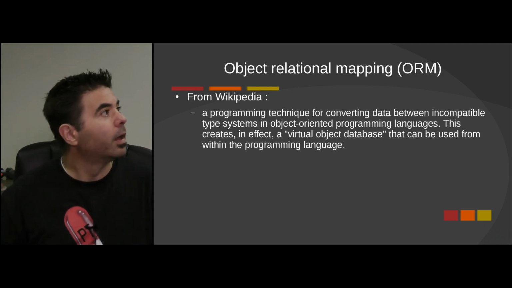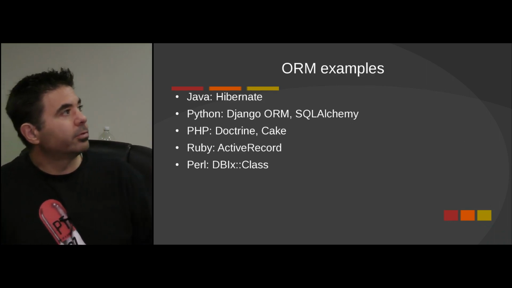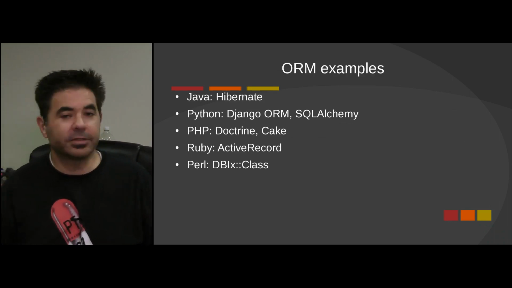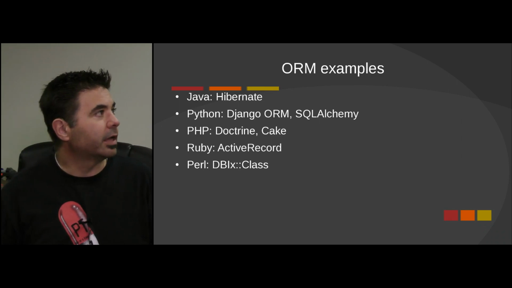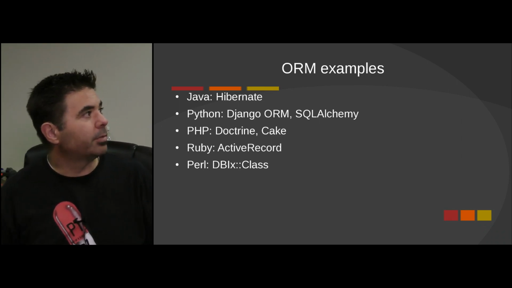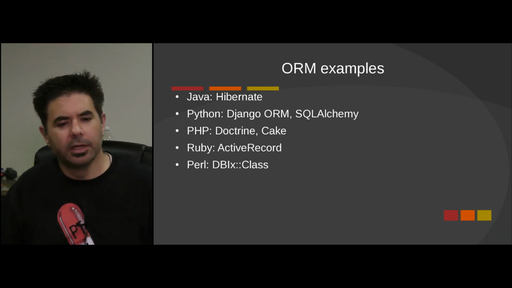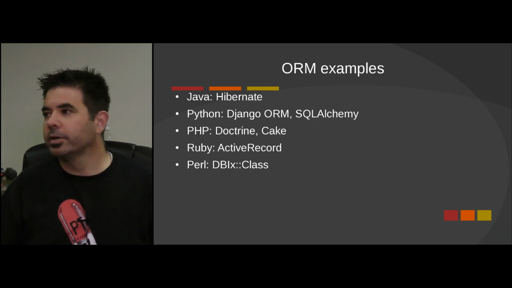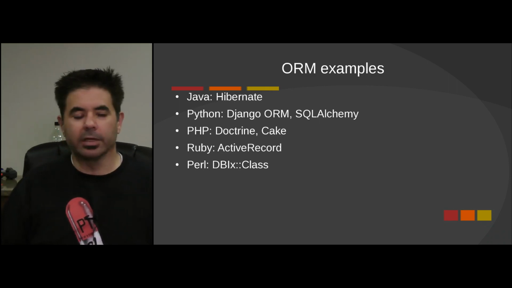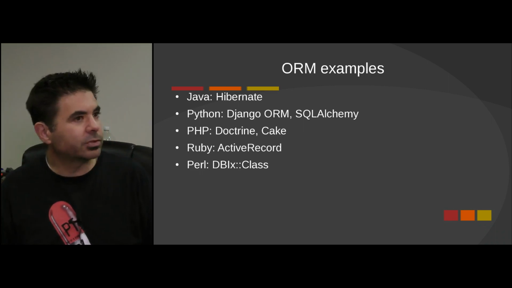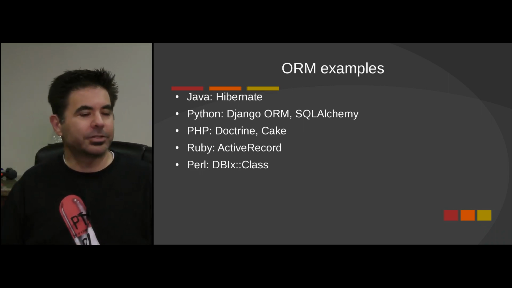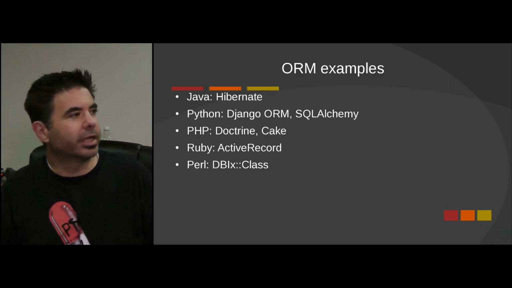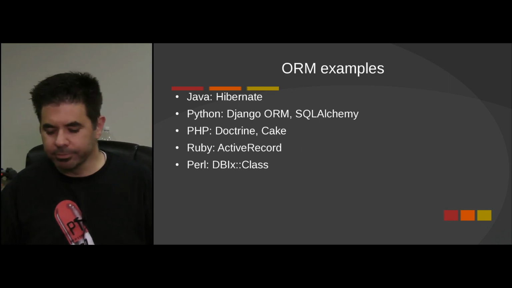So some ORM examples, lots of different languages have them. Java has Hibernate. Python has a couple, PHP has a couple, Ruby has at least one, and Perl has DBIx::Class. Now, DBIx::Class isn't the only one, but it seems to have risen to the top. Class::DBI was used for many years, and DBIx::Class was an answer to some of the complaints that people had about Class::DBI.